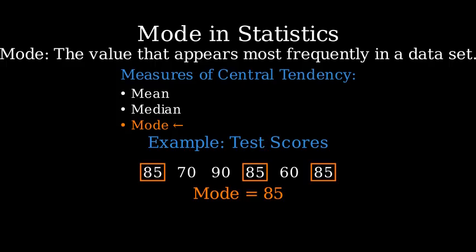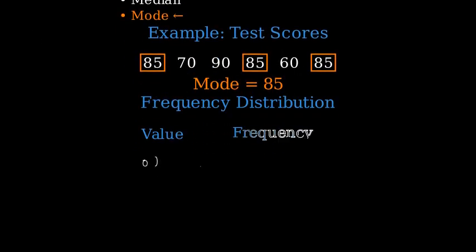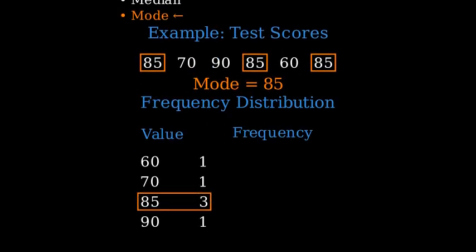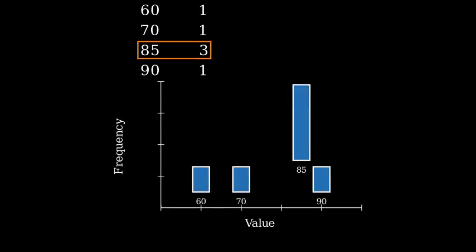To find the mode in larger data sets, it helps to organize the data into a frequency distribution. This shows how many times each value appears in the data set. The value with the highest frequency is the mode. Another way to visualize the mode is with a bar chart. The height of each bar represents the frequency of each value. The tallest bar corresponds to the mode.